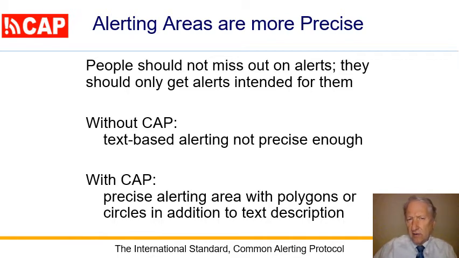Trust in an alerting system is eroded when people miss out on alerts. And trust is also eroded when people get alerts that weren't intended for them. These happen often with systems based on plain text. With CAP, the alerting area is precisely defined with polygons or circles, in addition to that area description text.